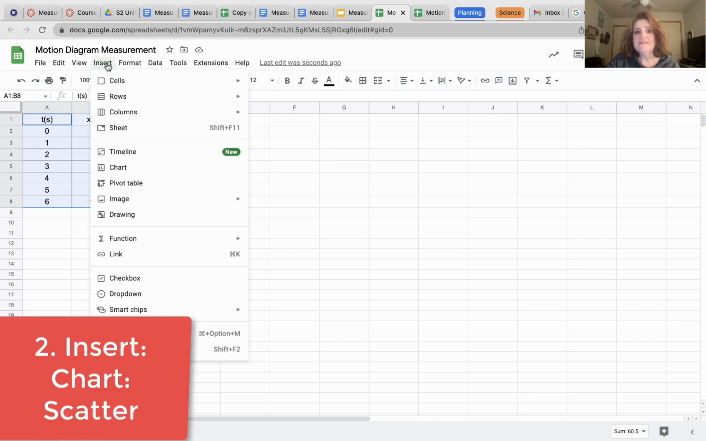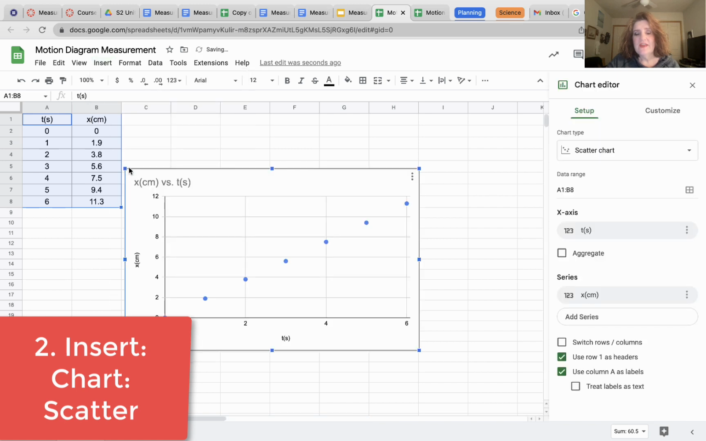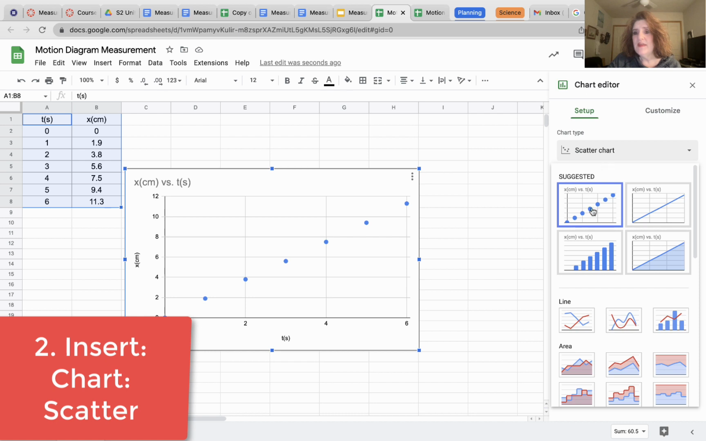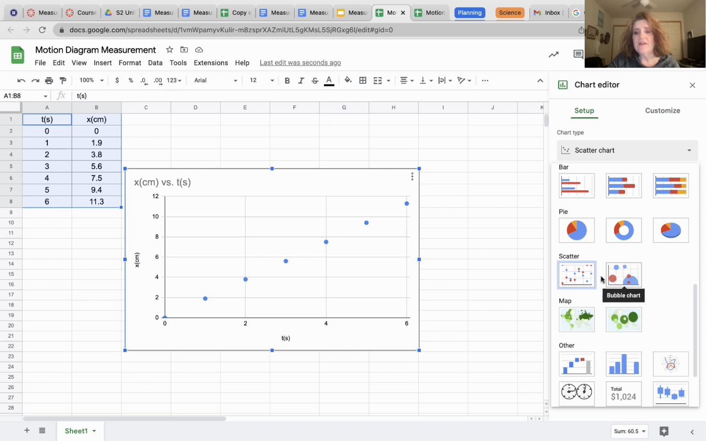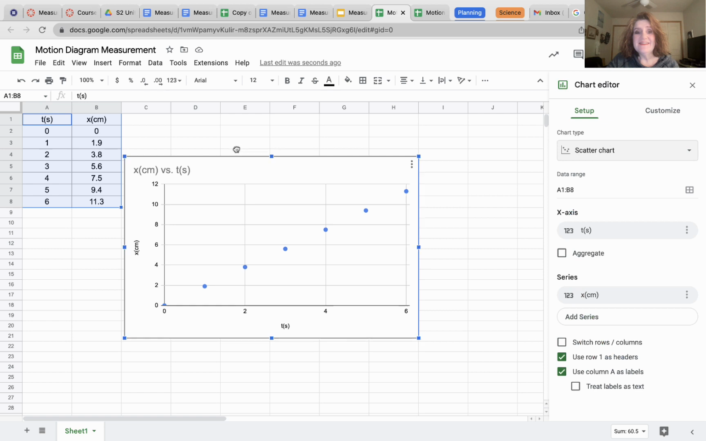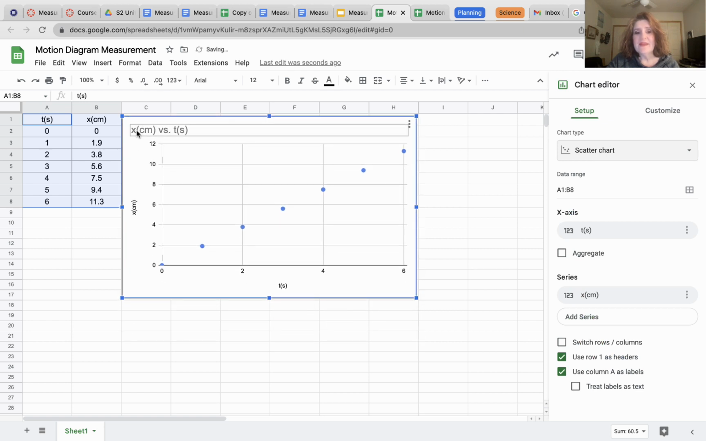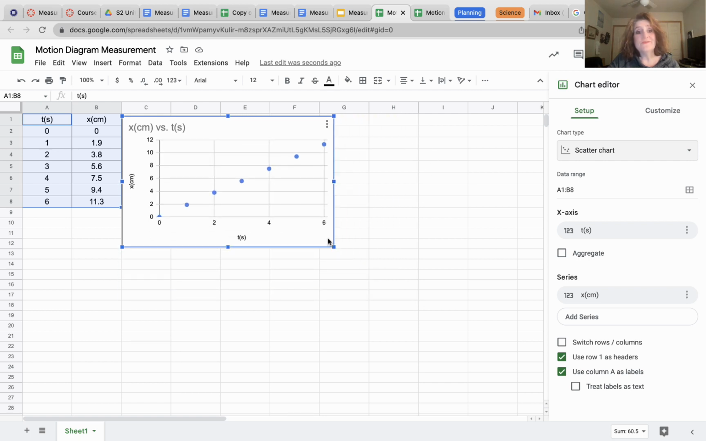Then you go to Insert, a Chart, and if it's not already a beautiful little scatter chart, you want a scatter chart. You go to Chart Type and you pick Scatter. And if it doesn't show up, you scroll down and you get the scatter chart. Believe it or not, that's it. Notice that it already has the title. It has a scale of what we're counting by. It has the axis labels with the units, and it has all of my data points. Google will do it for you.